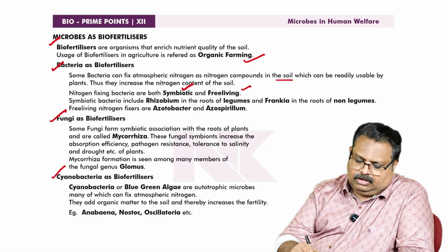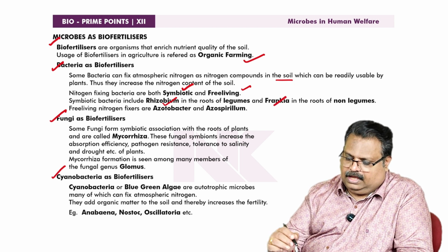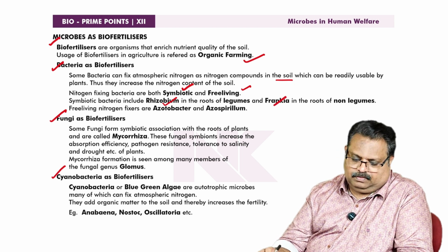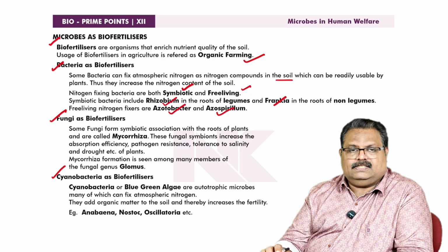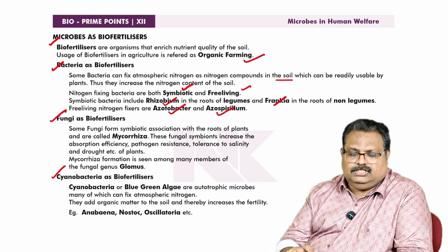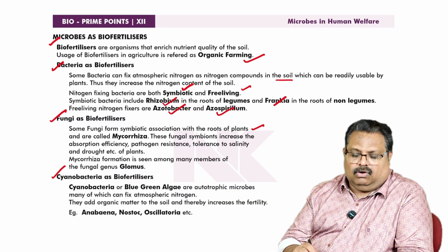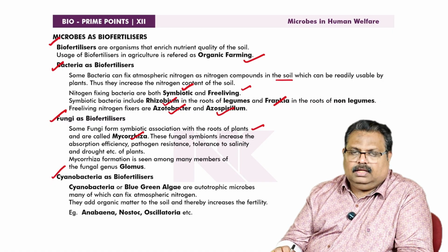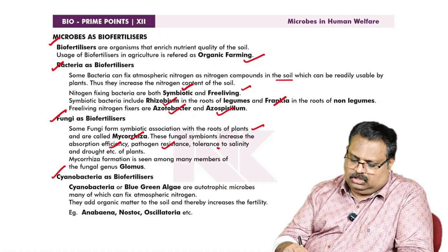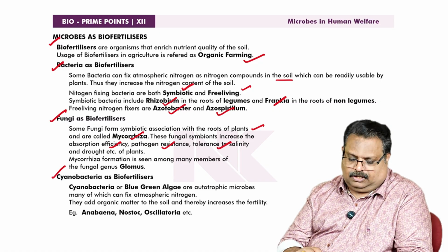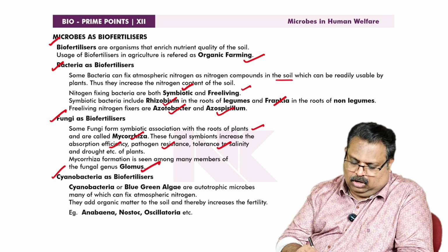The symbiotic bacteria include Rhizobium in the roots of leguminous plants and Frankia in the roots of non-leguminous plants. The free-living nitrogen fixers include Acetobacter, Azospirillum, etc. Okay. Then come fungi. Some fungi form symbiotic association with the roots of plants and they are called mycorrhiza. These fungal symbionts increase absorption efficiency, pathogen resistance, tolerance to salinity and drought of plants. Mycorrhizal formation is seen among many members of the fungal genus Glomus.